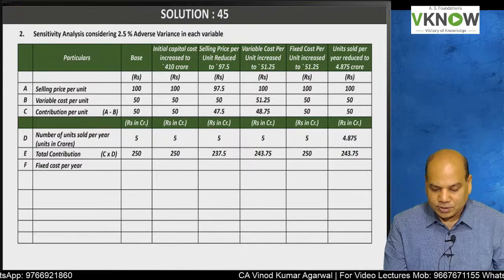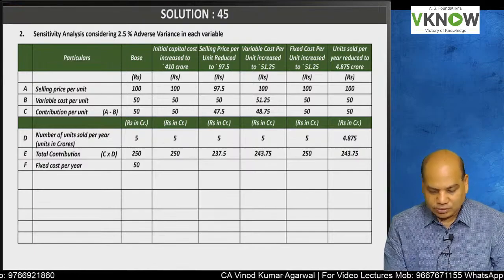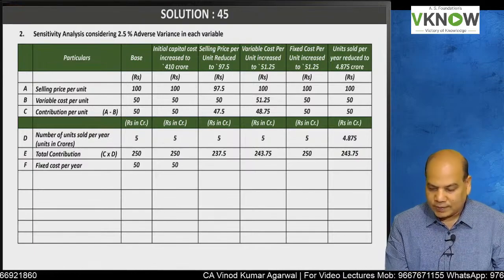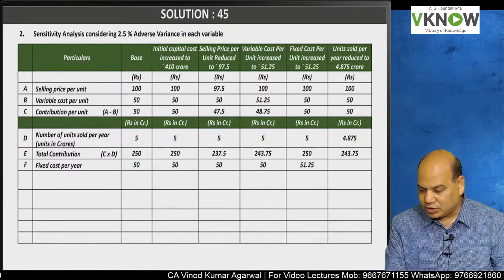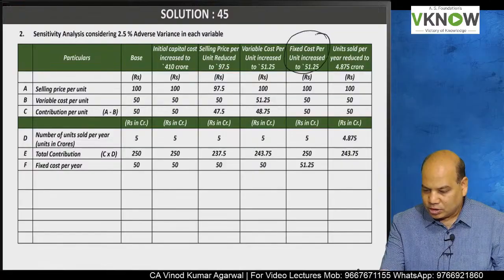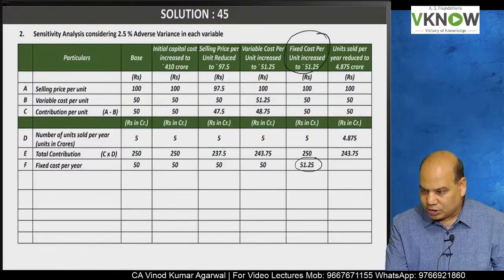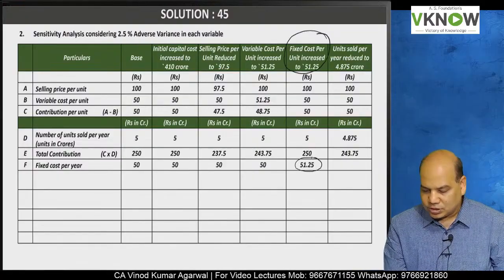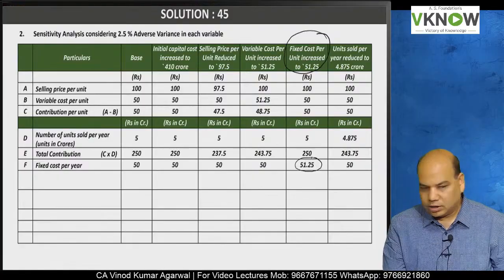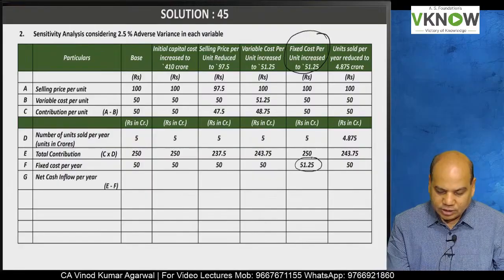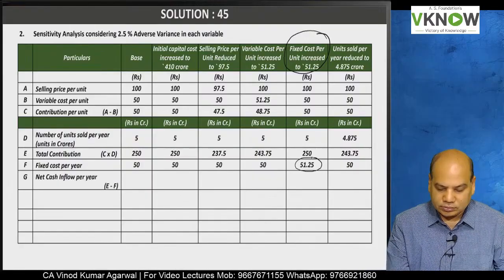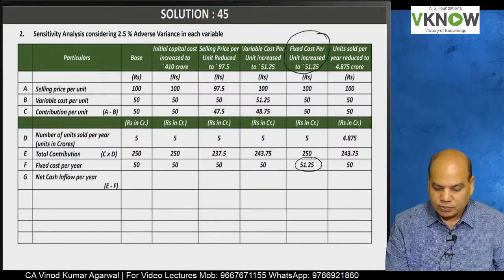Next is fixed cost. Again, original question is 50 crore. 50, 50, 50. Now it will change. In this column, we are going to change fixed cost and write 51.25. Then write down net cash inflow per year.